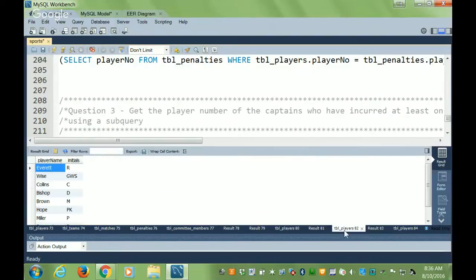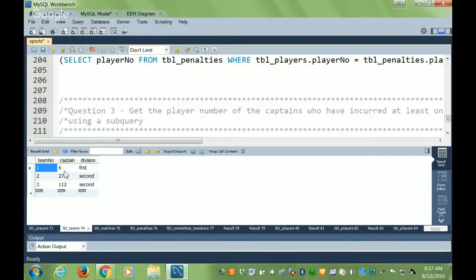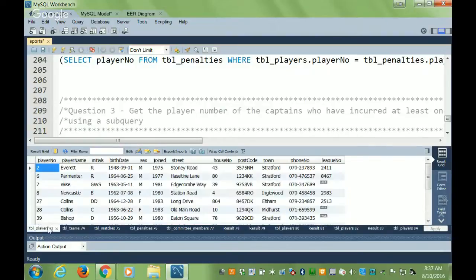Not this one. These people have paid a penalty. Out of which, who of them are captains? Let's look. 6, 27, and 12.